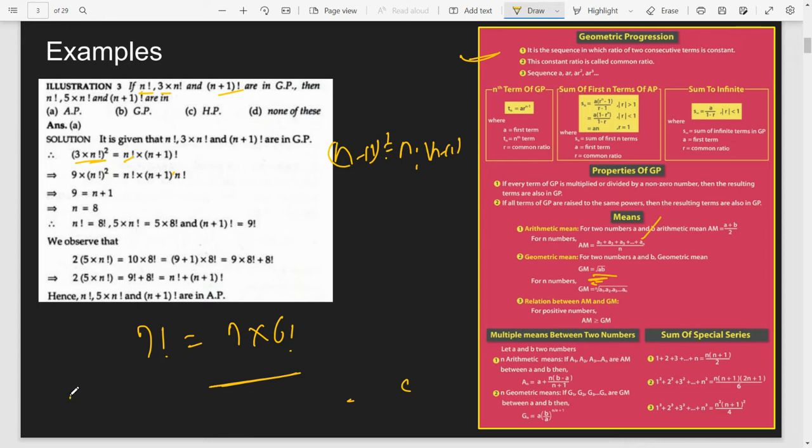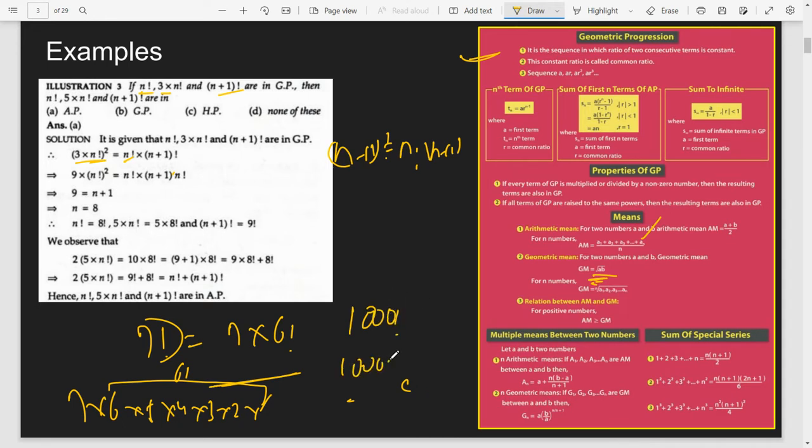Obviously 7 into 6 into 5 into 4 into 3 into 2 into 1 is there, but the part after 7 is just 6 factorial. So 7 into 6 factorial is 7 factorial. Similarly, if you want to break 1000 factorial, break it into 1000 into 999 factorial. Okay, so this thing is there. So what do you need to do? Break this part and then multiply all the things.